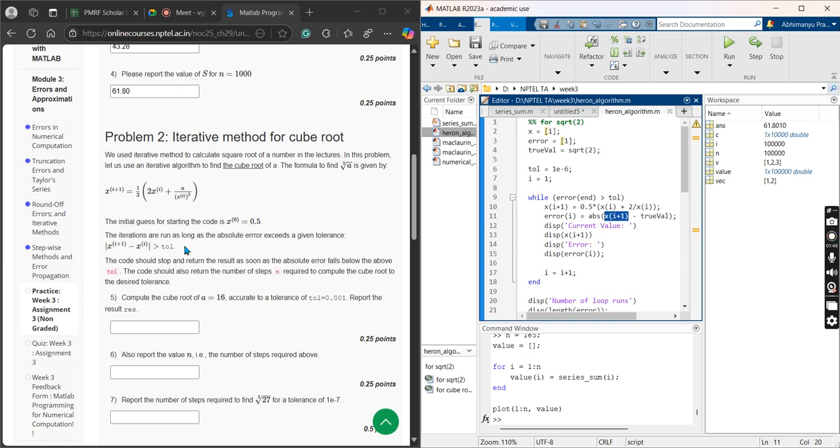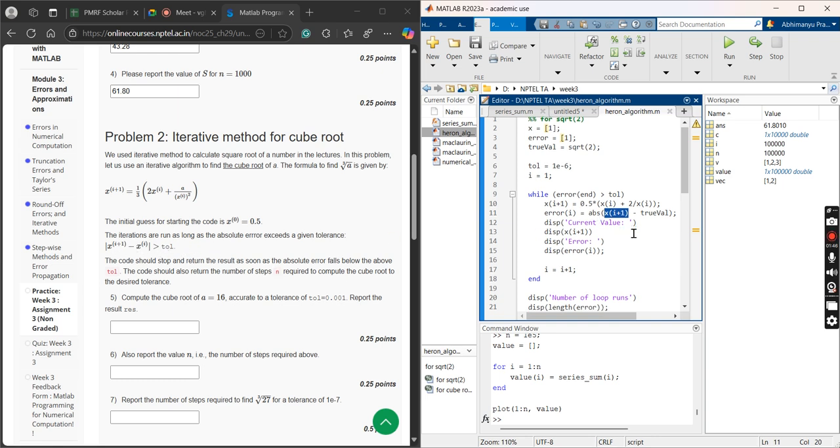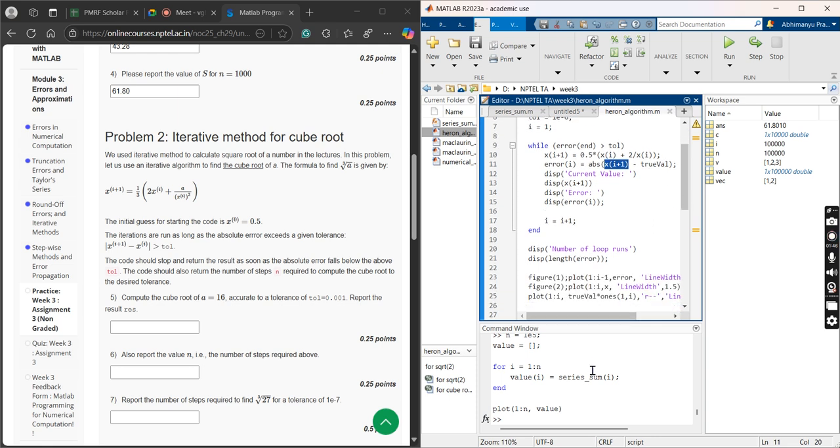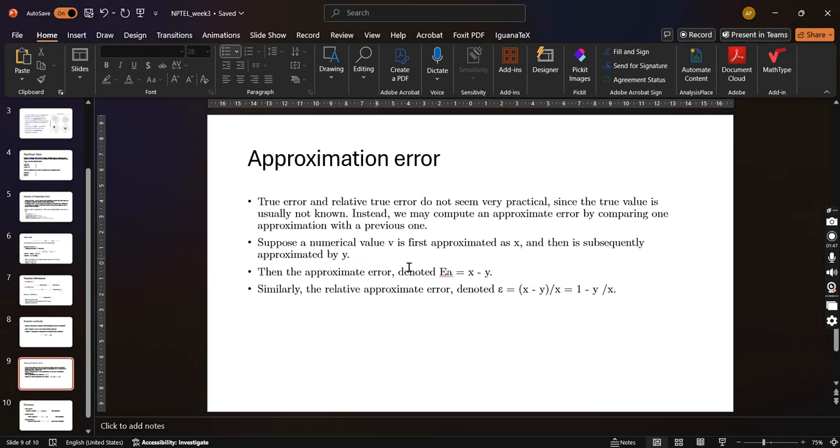But what this algorithm wants us to do is use the approximate error, the difference between the current estimate and the previous estimate. As long as the difference between those two estimates is above a certain tolerance, the iteration should run. So that is called approximate error. A numerical value v is first approximated as x, and then subsequently approximated to be y. Then we calculate the difference between those two, and we get an approximate error.